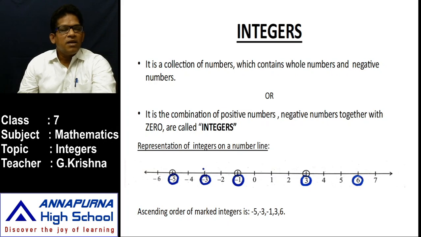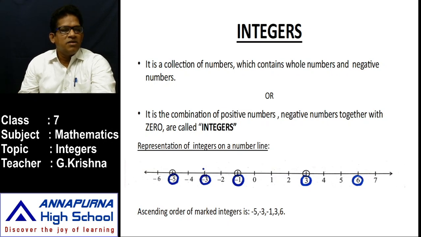So here we took -5 as the smallest integer and 6 as the biggest integer. My question is, why did we choose -5 as the smallest integer? So the reason is there. So you go to the back.